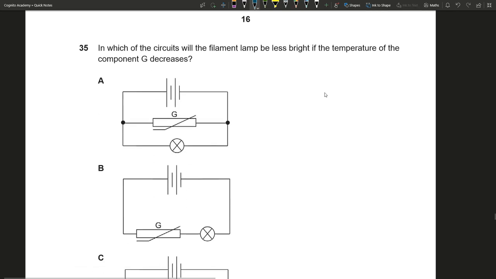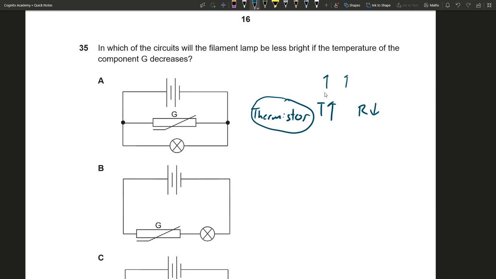In which of the circuits will a filament lamp be less bright if the temperature of component G decreases? So we have to first know what component G is. Now this component G is a thermistor. With normal wires, an increase in temperature causes an increase in resistance, but not with the thermistor. An increase in temperature of the thermistor causes a decrease in resistance. And here we're asking if the temperature decreases. So if the temperature decreases, the resistance increases for the thermistor, this component G here.